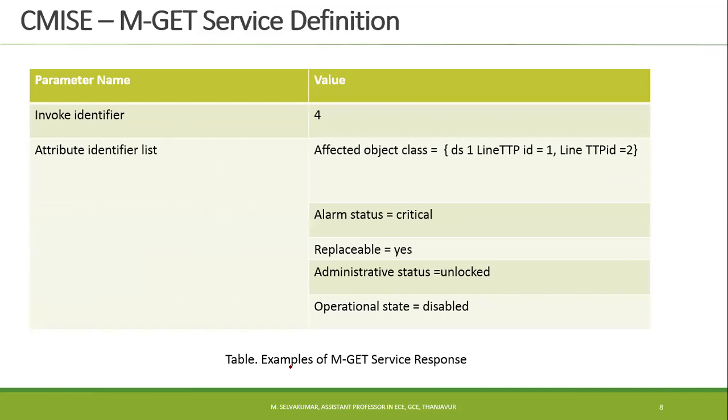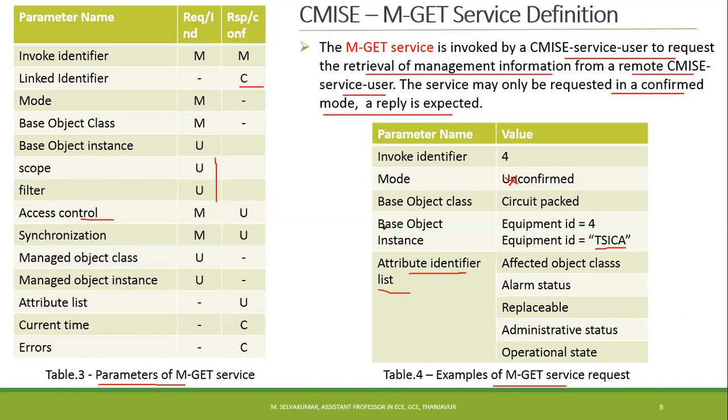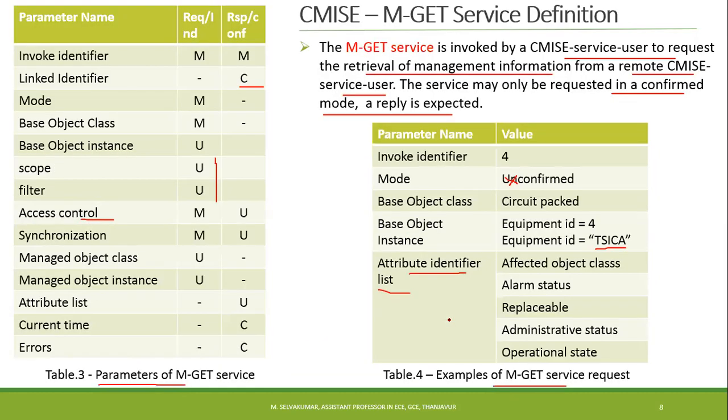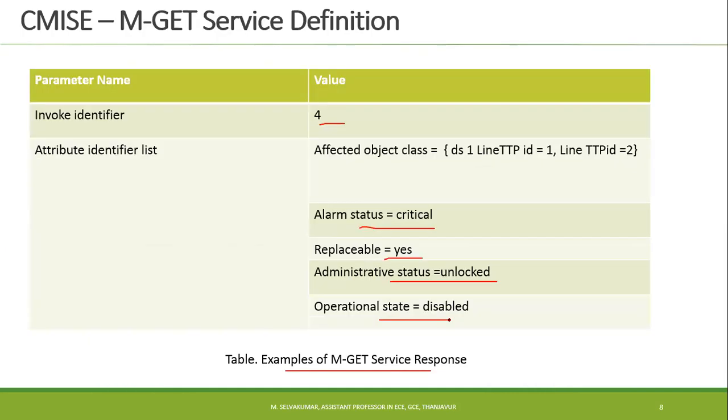See here, these are examples of M-GET service responses. The invoke identifier value is 4. The affected object class is DS1 line TTP, ID 1 and line TTP ID 2. In the identifier list we are asking for alarm status, replaceable, administrative state, and operational state. Alarm status critical, replaceable yes, administrative state unlocked, operational state disabled. That object's operational state is disabled, so it has to be replaced.